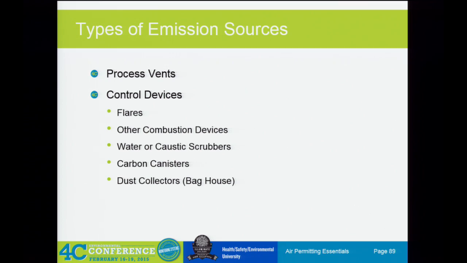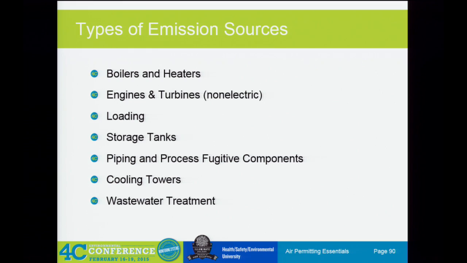You can route VOCs to carbon canisters, and then particulates will go to a dust collection system, which can be a cyclone or a bag house. There are water dust collection systems, but you don't see those as much. So that's your vents and your control devices. Other emission sources are going to be other combustions, which will be heat generators. That'll be your boilers and your heaters. Mechanical sources, which are also combustion sources, will be engines and turbines. This is not non-electric engines and turbines, right? The emissions from those will come from the source of the electricity.